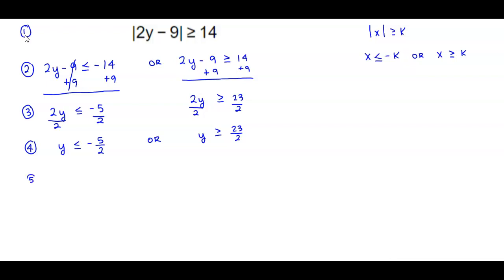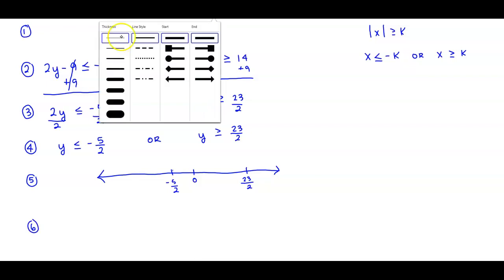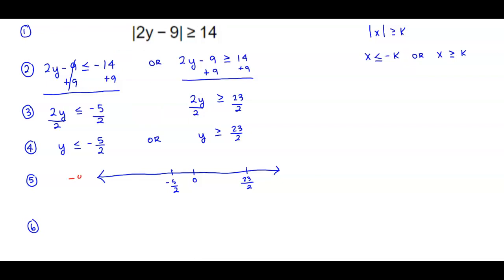Okay, so if we wanted to graph this on the number line, and imagine if the number line was the y-axis, we would have, let's say, negative 5 over 2, and then we would have 23 over 2. What is the solution going to be when we graph it? Well, we know that we're going to go from negative infinity all the way to negative 5 over 2 with a bracket. And then we're going to start a bracket at 23 over 2, and it says greater than. It's going to go all the way to positive infinity.